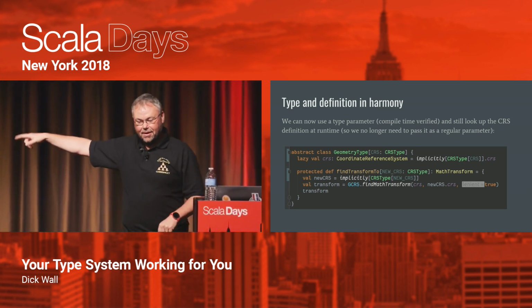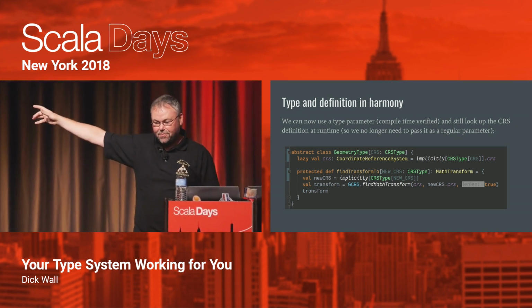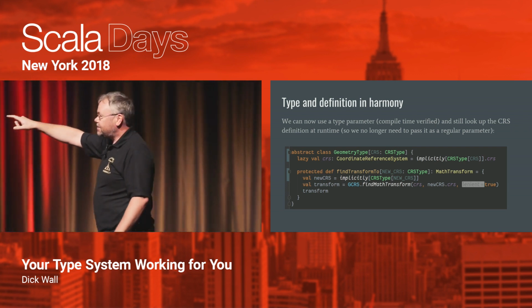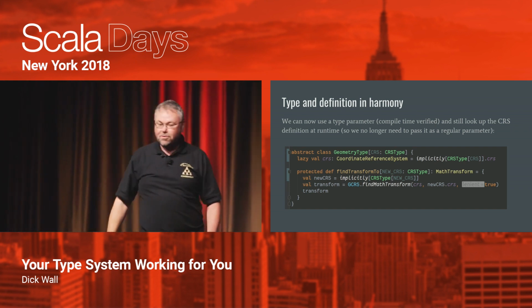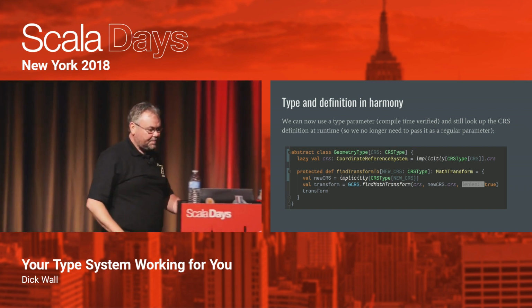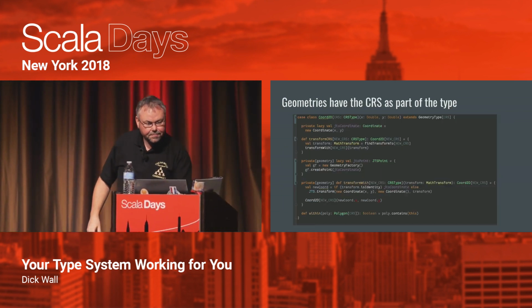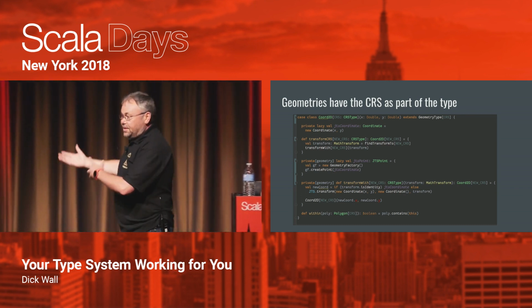And here you can see a bit of code that is just looking up the math transform for another CRS that comes in, some other CRS type, and it will look up the transform and then return it. So to use that, let's say we have a coordinate.